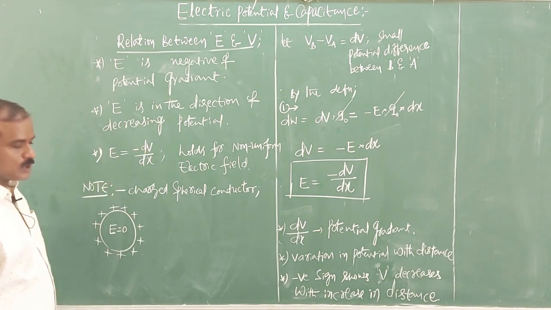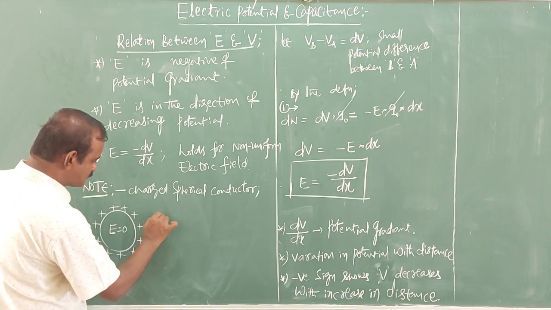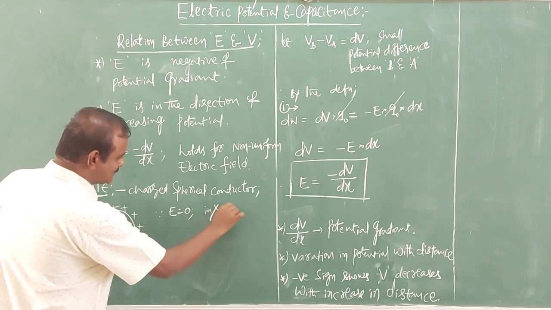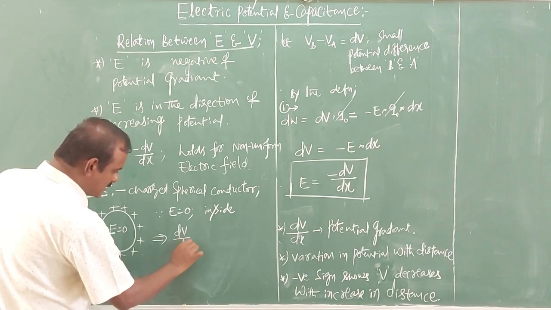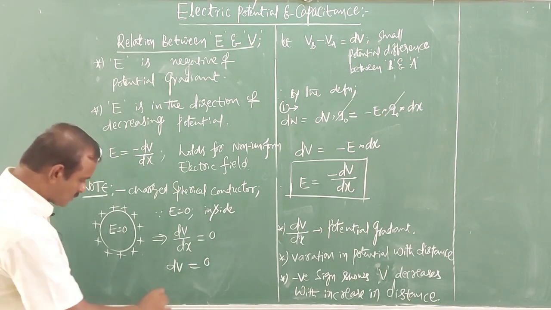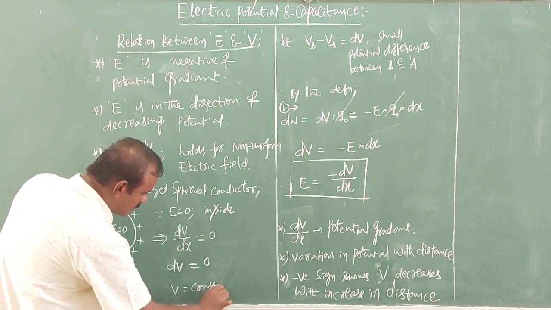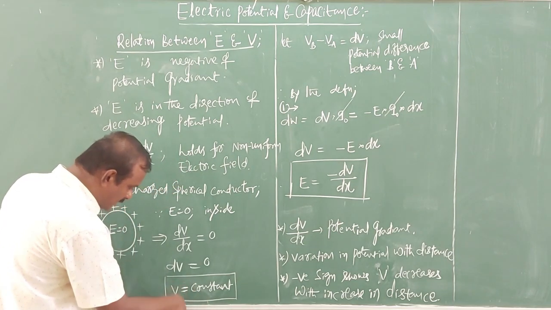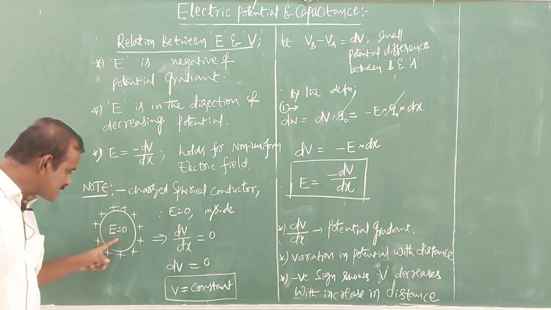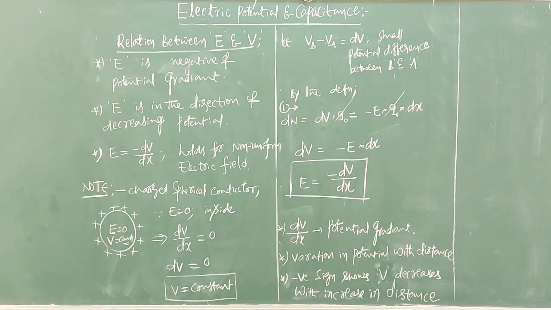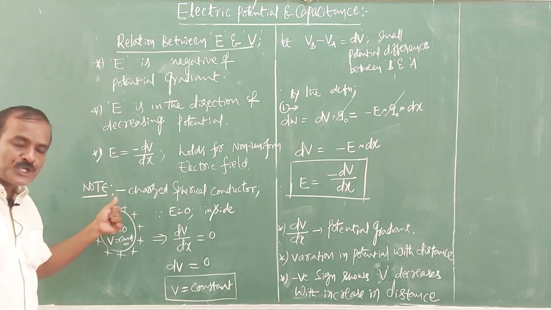So let us consider this account. Since E is zero inside, it implies dV by dx is equal to zero, correct? From this relation, dV is equal to zero, correct? Or it is the same as V is equal to a constant. Why? Because the differential of a quantity is zero means that quantity remains constant. So V is constant, meaning potential is constant. Where is it constant? Inside the charged spherical conductor. So though E is zero here, remember V is constant. This is one important relation we can notice. And it is constant from the center up to the surface; potential remains constant.